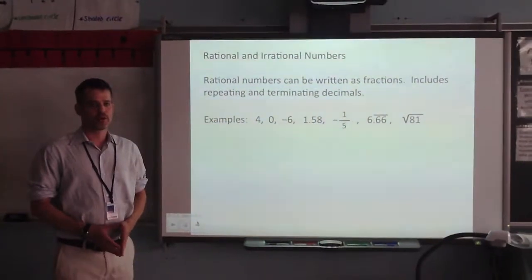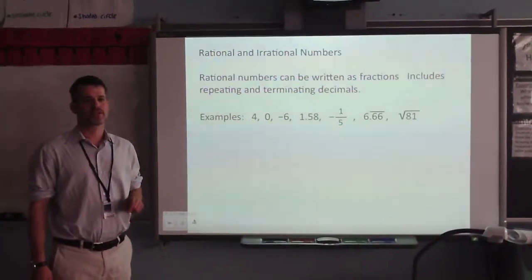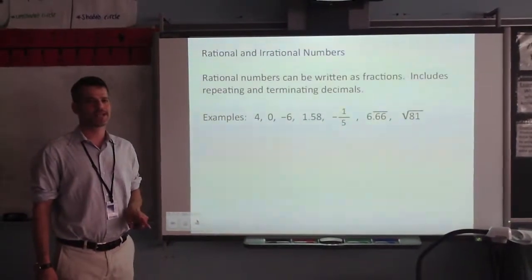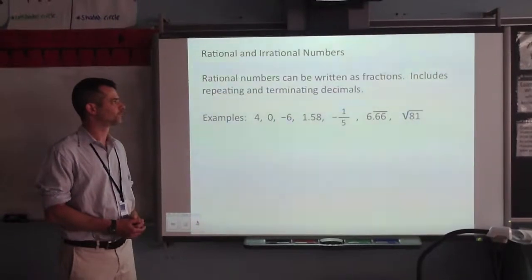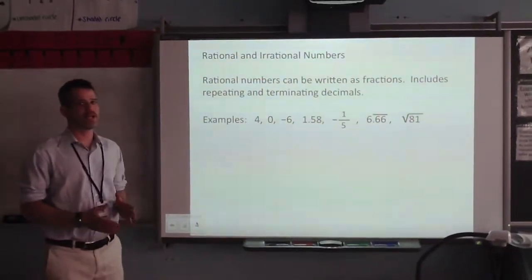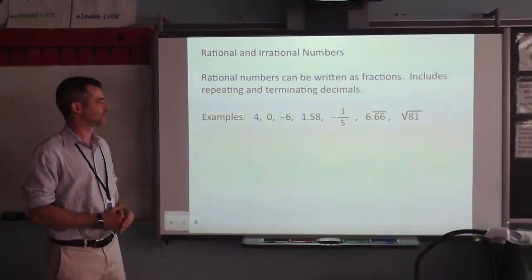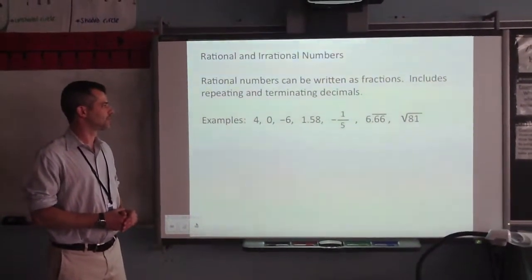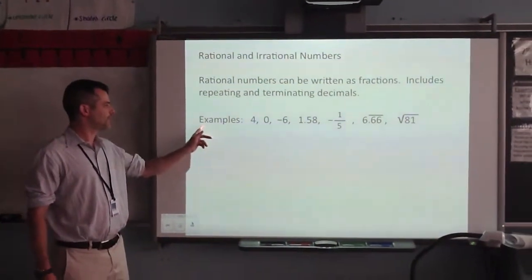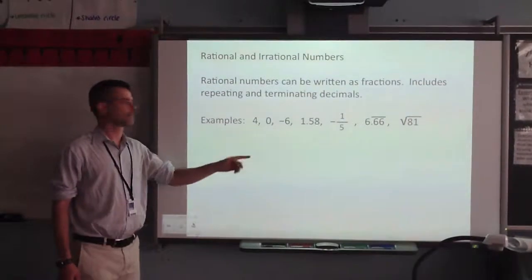The final thing we're going to look at today is rational and irrational numbers. So please turn your guided notes over to the back side, and your header will say rational and irrational numbers. We have the definition written on your paper. Rational numbers can be written as fractions. This includes repeating and terminating decimals. Where it says examples on your paper, I want you to copy these examples down.